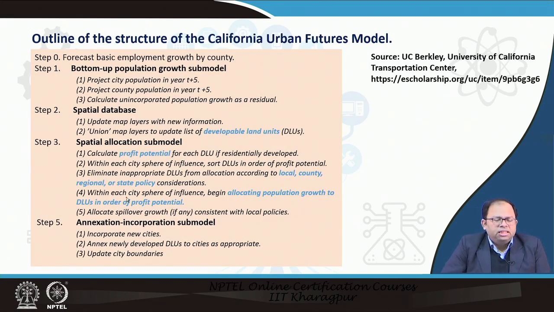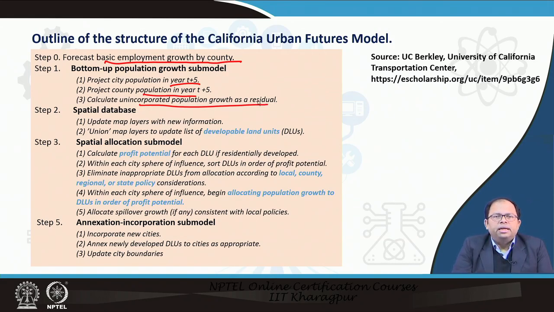So this is the structure of the California Urban Futures Model. You can download this from this particular source. In step 0, we first focus on the basic employment growth by county. This is the exogenous input or projection, or rather the forecast that we take into the model. Then, in the bottom-up population growth submodel, we project the city population for 5-year periods. Then we also project the county population for 5-year periods, and then we calculate unincorporated population growth as a residual. That means people who are not already allocated land because of this excess population growth are considered, and they have to be allocated a particular piece of land.